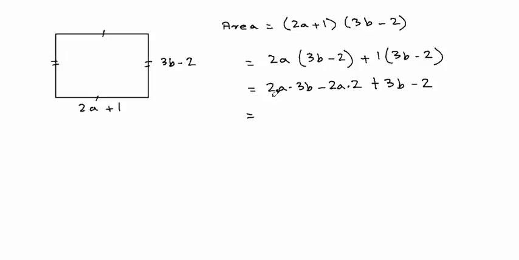The first term needs to be simplified to 2 times 3, which is 6. Multiply the constants together. A times b is ab. They are different variables, so you cannot combine them using exponents. Minus 2 times 2 is 4. A plus 3b minus 2. There are 4 terms in this expression, no 2 of which are like terms, and therefore you can keep it like this. This is the area of this rectangle.